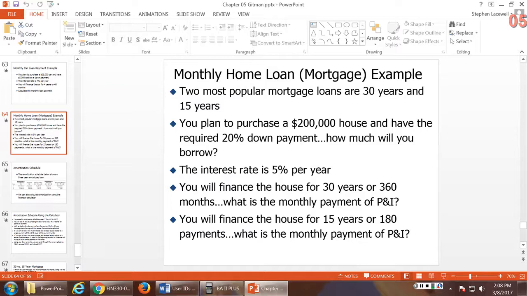Let me just give you some advice. Please never ever finance a house for 40 years. Okay. So we're going to talk about just the two types, 30-year and 15-year fixed. Now, there are variable rate mortgages.